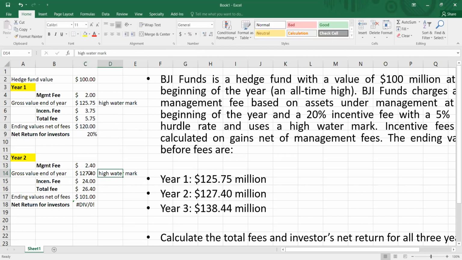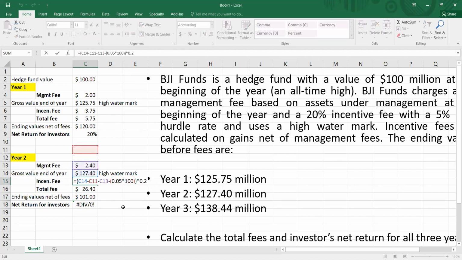It is said to be the high watermark value because, as you can see, it becomes more than this 125. Now the time comes to calculate the incentive fee. And I guess we will get even lower numbers if I calculate. Look, all the conditions should be applied.